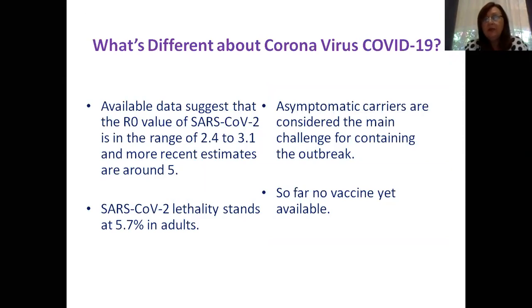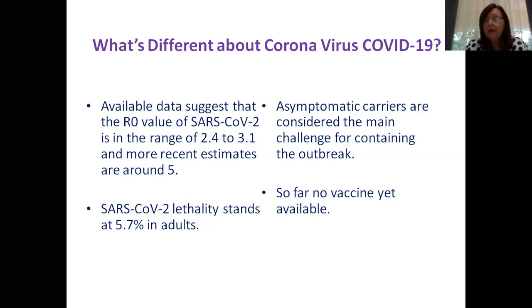So what is different about COVID-19? Available data suggest that the R0 value of SARS-CoV-2 is in the range of 2.4 to 3.1, and more recent estimates are around 5. What is the R0 value? It is the basic reproduction number, and it indicates how contagious the virus is. So each infected person is liable to infect 3, 4, or 5 other individuals. And SARS-CoV-2 lethality stands at 5.7% in adults and 1.3% in children.